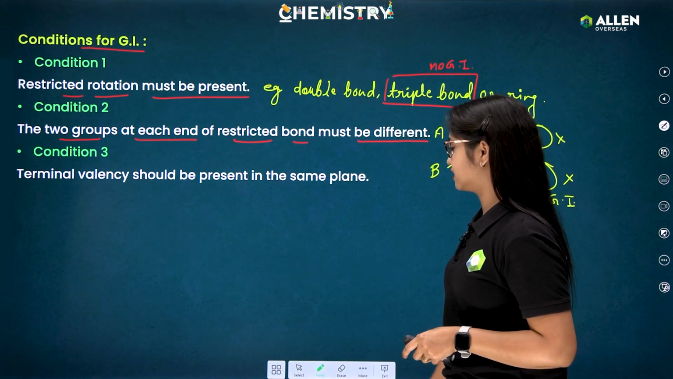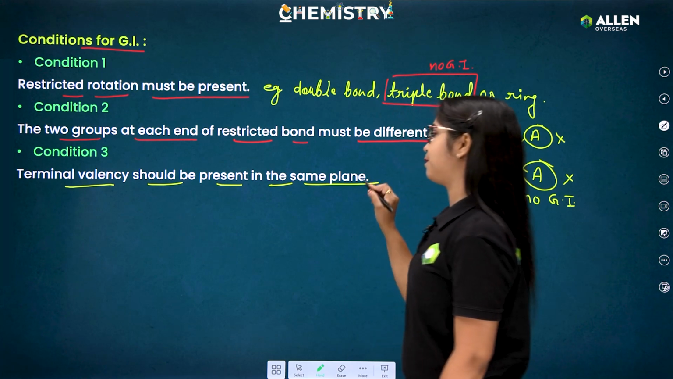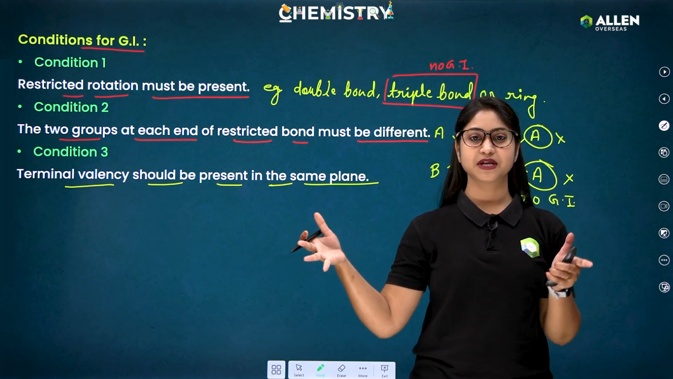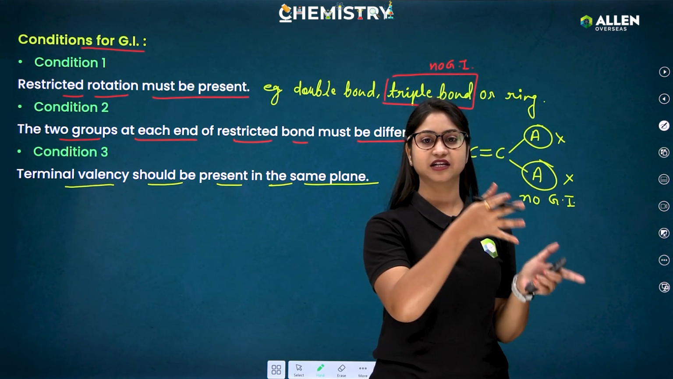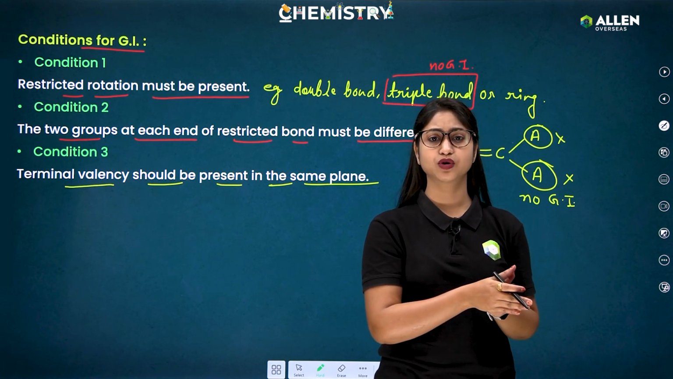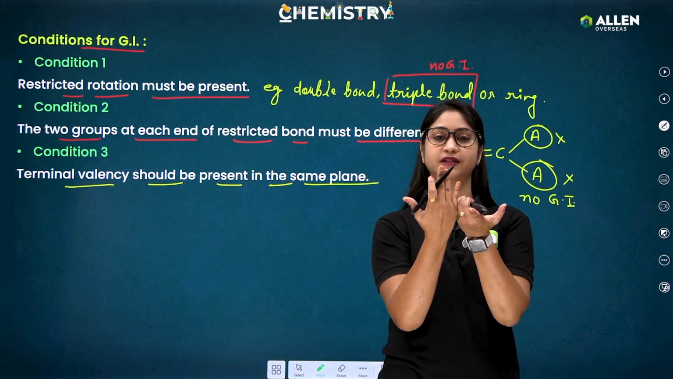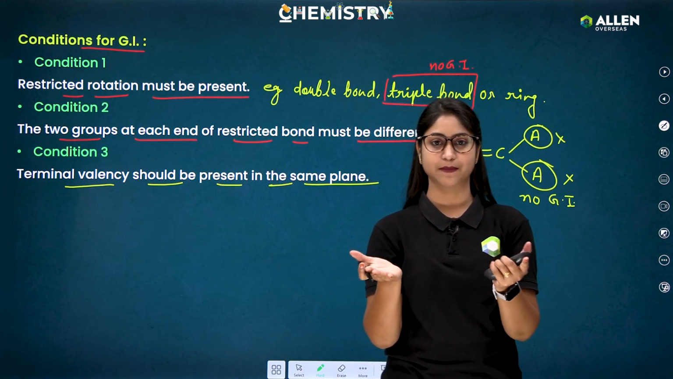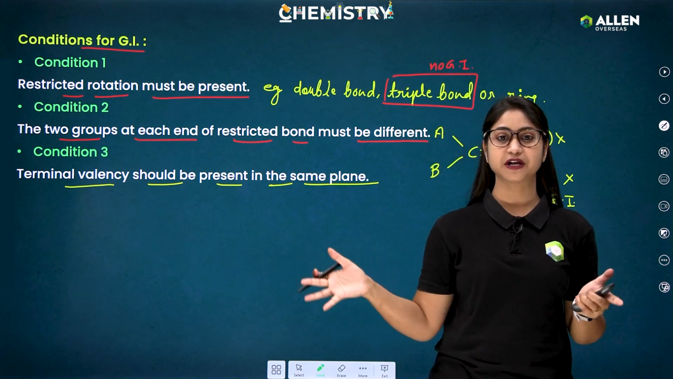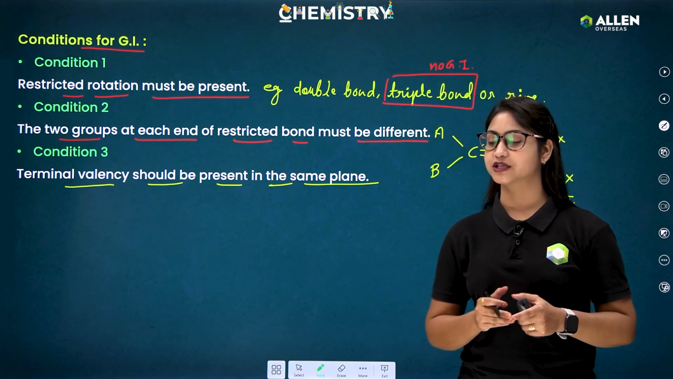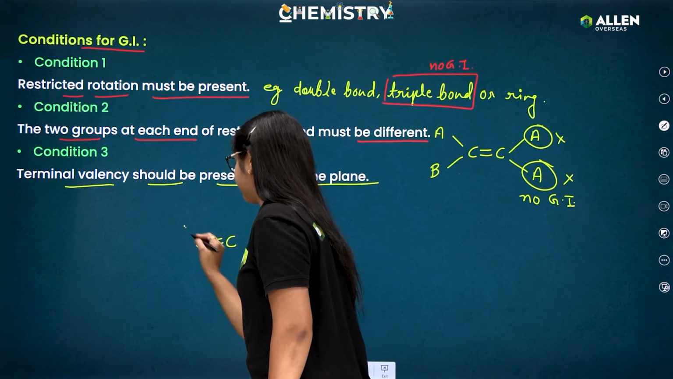Now, the third condition is that the terminal valency should be present in the same plane. The terminals should be present in the same plane. It should not be like the atoms at one end are in the horizontal plane and the atoms at the other end are vertical. They should not be perpendicular or in different planes. If the terminal atoms or groups are in different planes, then GI will not be possible. Like in this case that we have seen for the double bond.